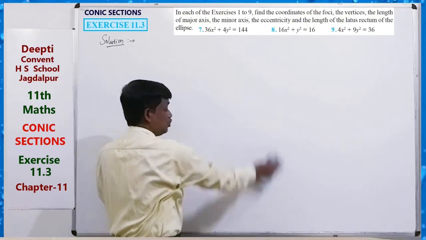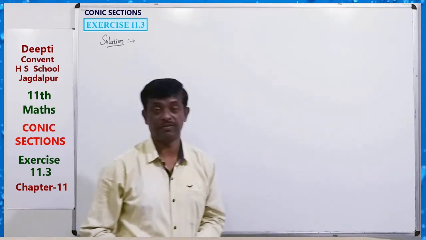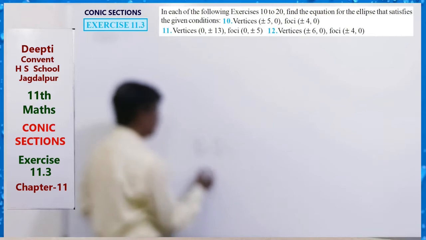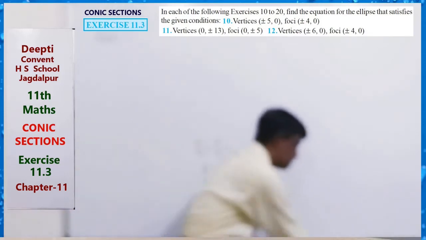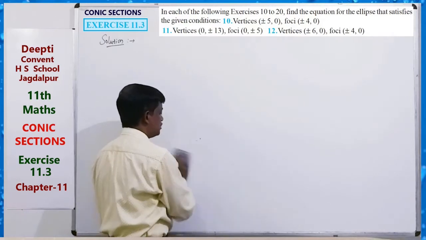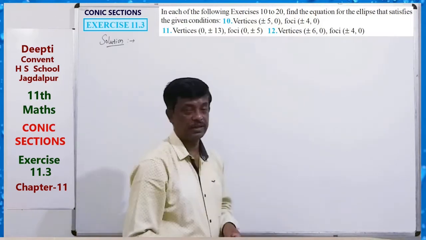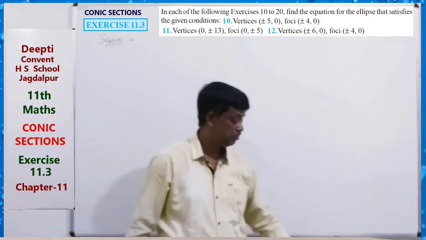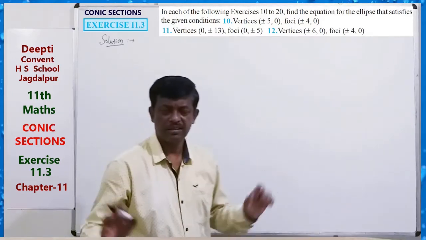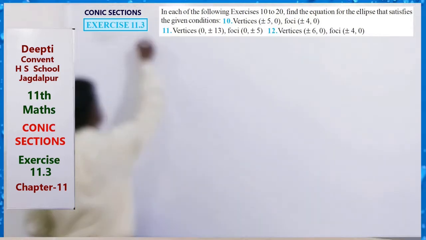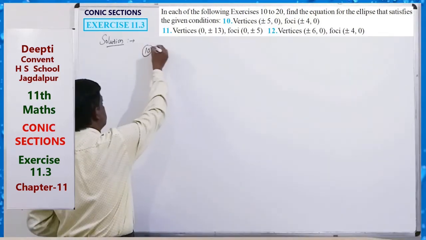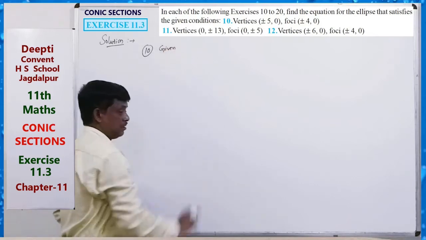So 2 conditions should be given for finding the equation of ellipse, because we know the equation of ellipse is either x square by a square plus y square by b square equals 1, or x square by b square plus y square by a square equals 1, either of these formats. So here a and b, two constants, are involved in the equation of ellipse, so 2 conditions should be given. Here questions 10, 11, 12, these 3 questions are the same type of questions. So just like question 10 given, I will discuss in short.